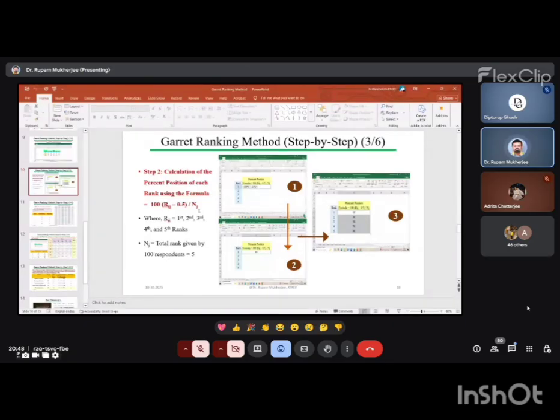So if I want to calculate the percent position of first rank, then what should I do? See the slide. Look at the first Excel slide that I have shared here. Number 1 I have written. What I have done?